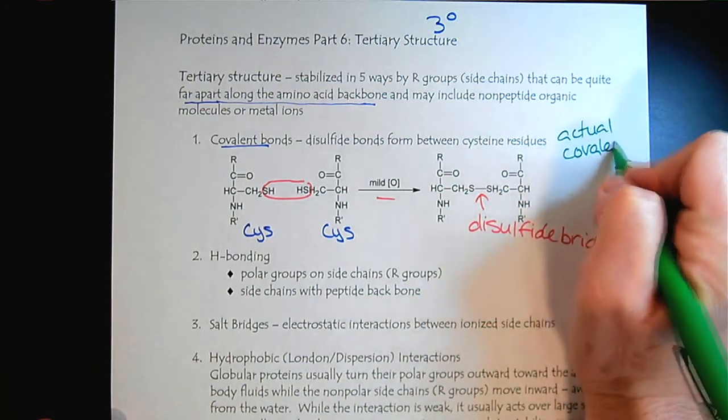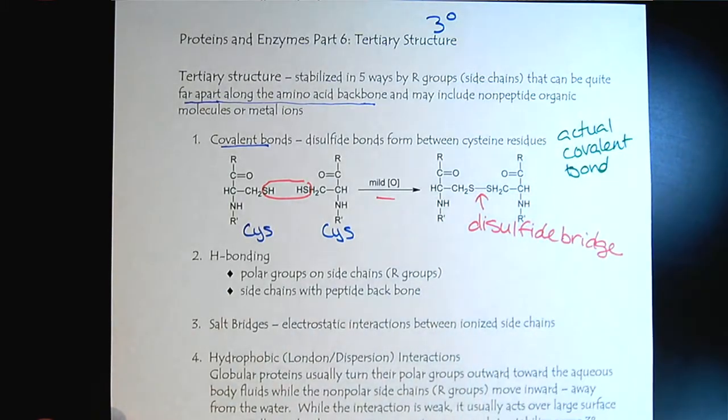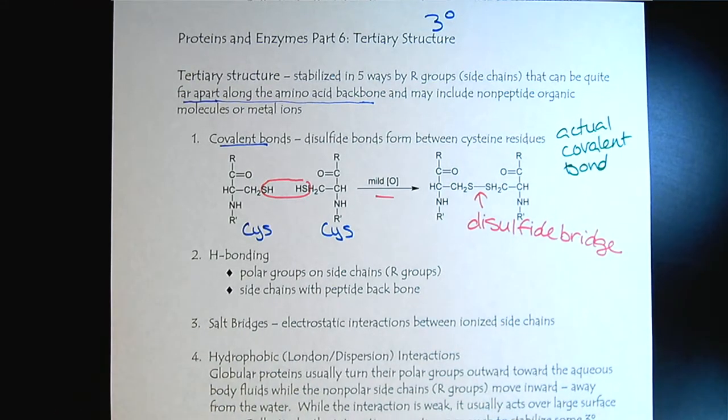However, it's a relatively weak covalent bond, and so, as we know, if we've ever had our hair permed or straightened, it's a bond that we can break and reform chemically. But it does add a bit of rigidity and stiffness to a protein, and so it's important.